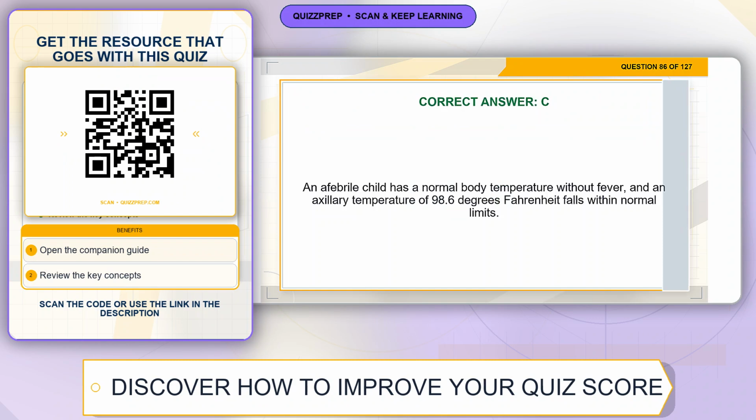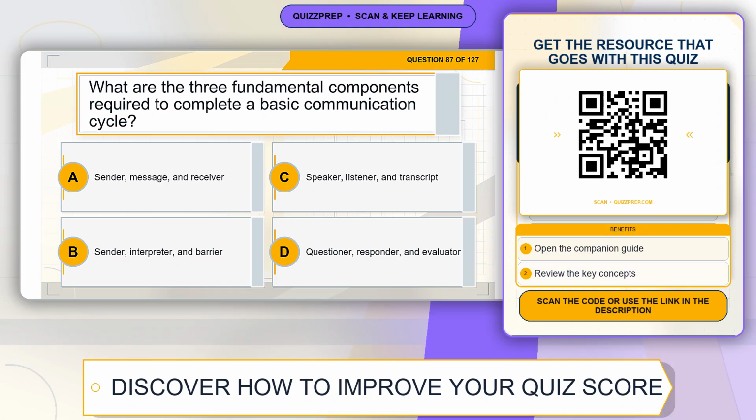Explanation. An afebrile child has a normal body temperature without fever, and an axillary temperature of 98.6 degrees Fahrenheit falls within normal limits.